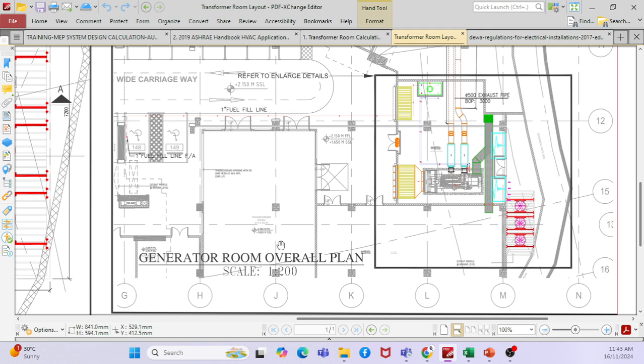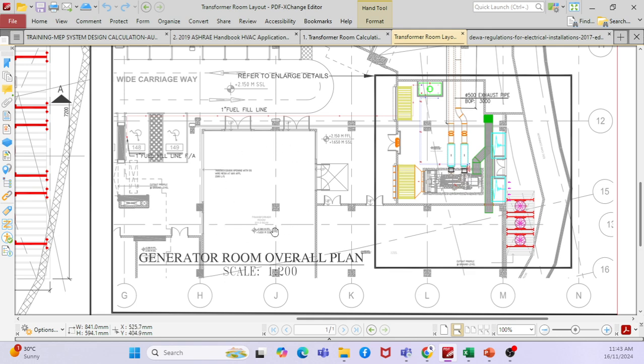Okay. Now, the same thing: the power comes from HV to the LV via the transformer. During the power transmission, the transformer works. There is some efficiency, say 95% or 98%, and the balance will be the heat losses. That heat loss means the heat dissipation from the transformer, which will be dissipated inside the room.